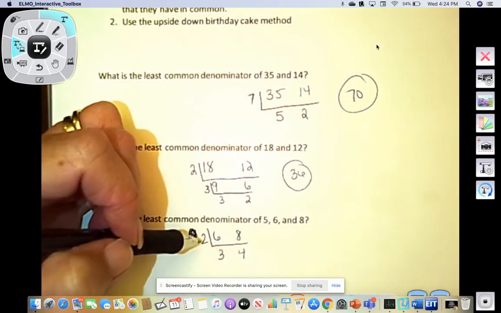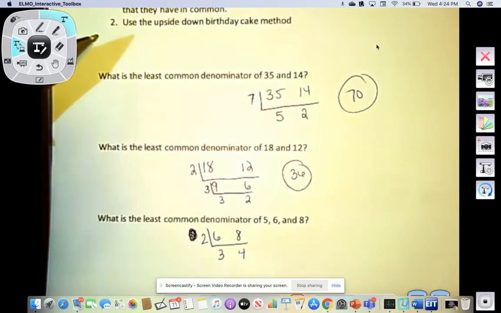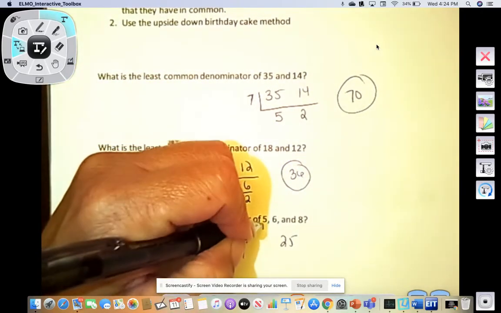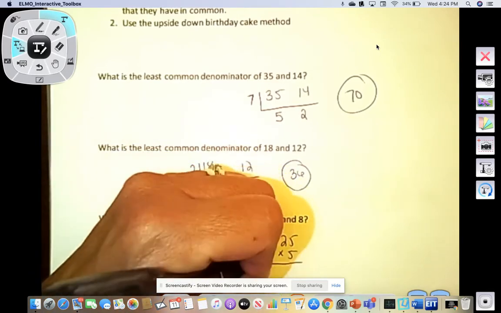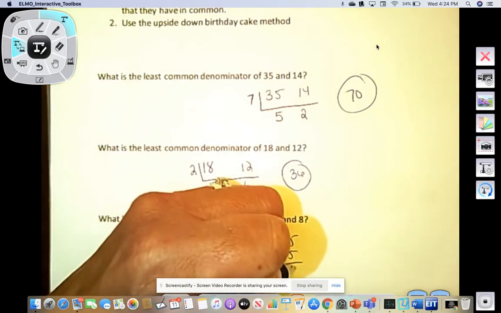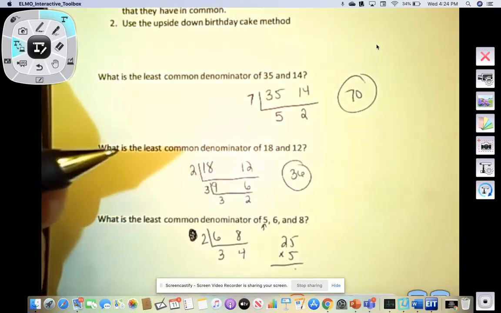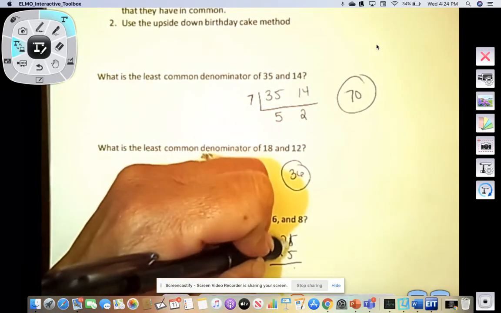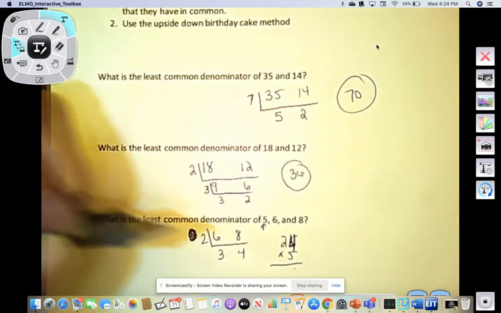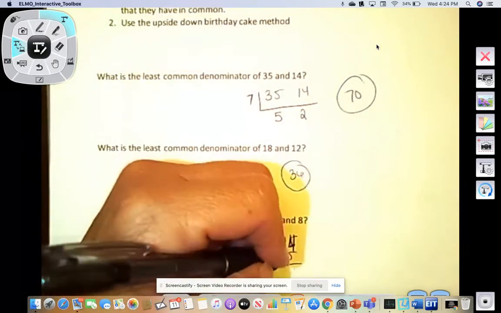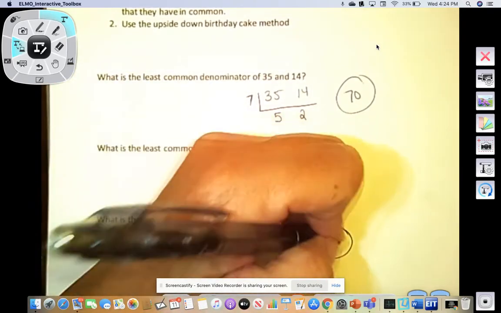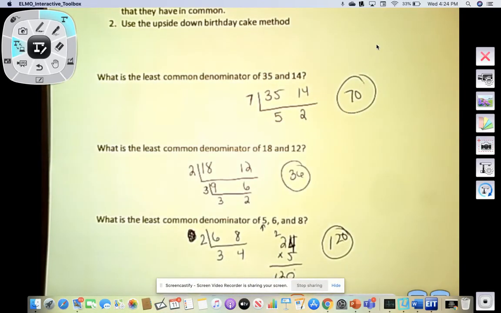So if I multiply those out, 2 times 3 times 4 is 24, but then I still have that 5 from here. So if I multiply those two, 24 times 5, that's 4 times 5 is 20, and 2 times 5 is 10, which gives 120. So the least common denominator for those three numbers is 120.